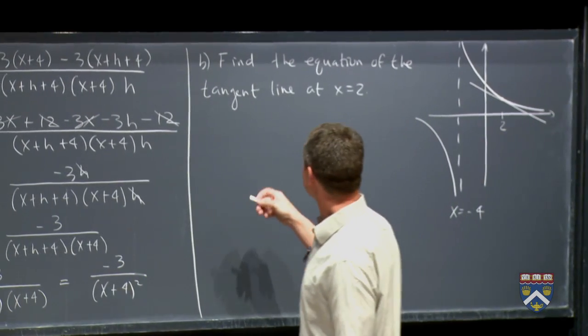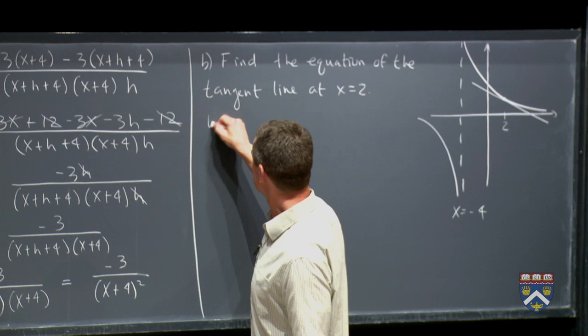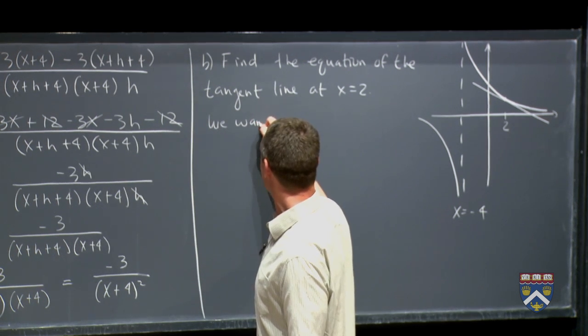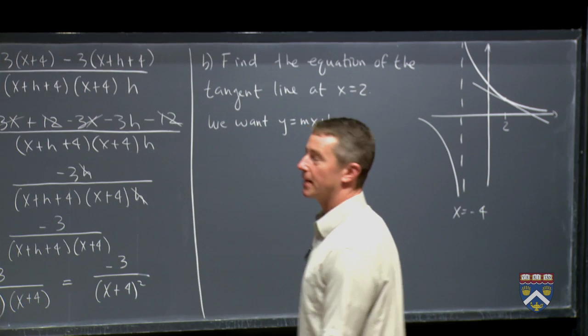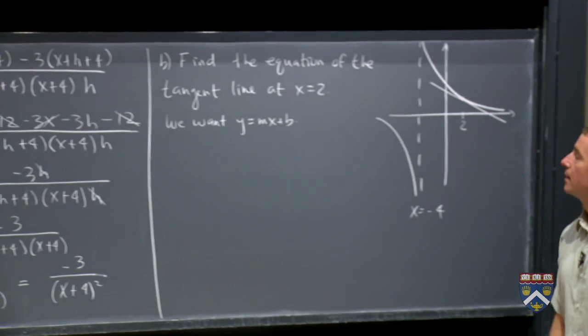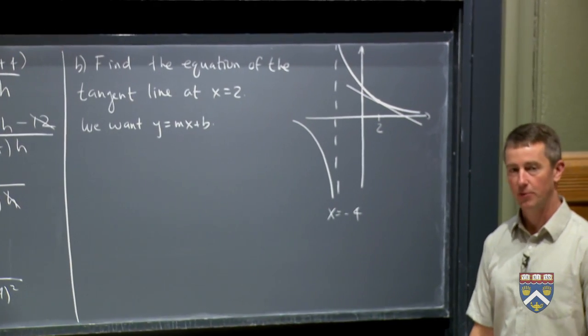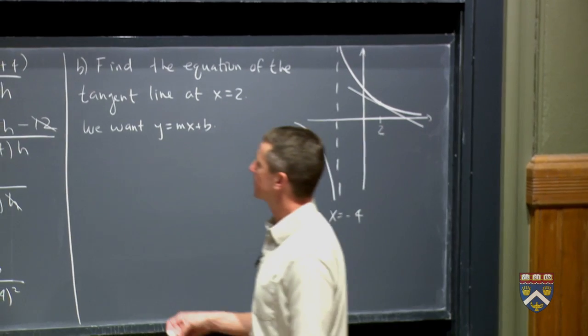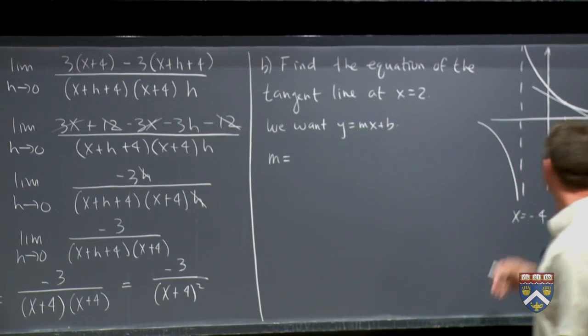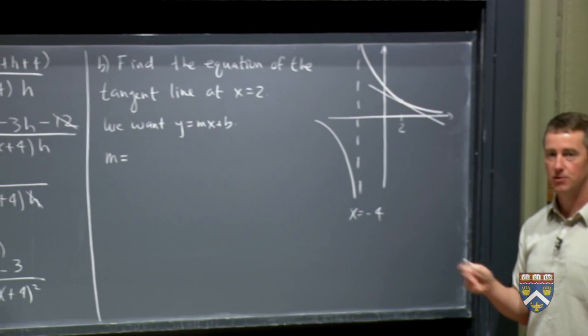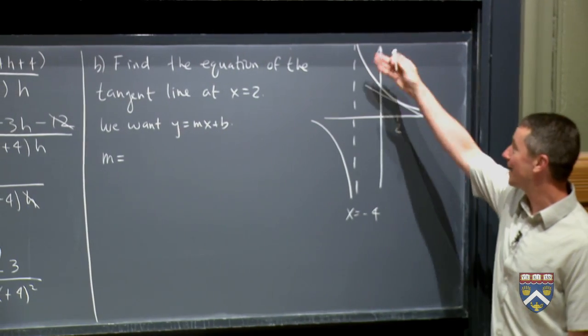If we want a tangent line, that means we want an equation of the form y equals mx plus b. So this is going back to the very first day. Which one can we find first, m or b? Back then we found m first. So m is the slope. I want to find the slope right at x equals 2. You might say, that's hard because it's not a line.